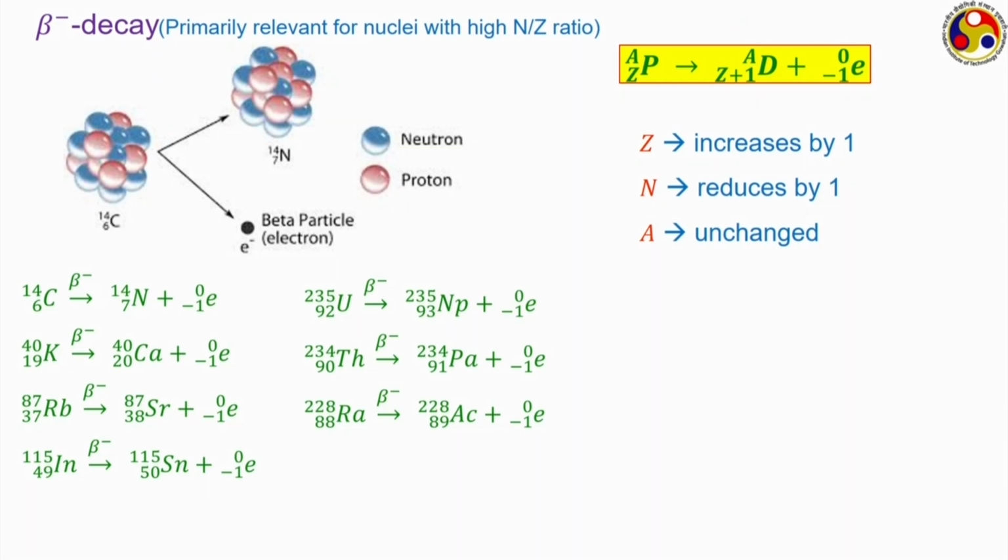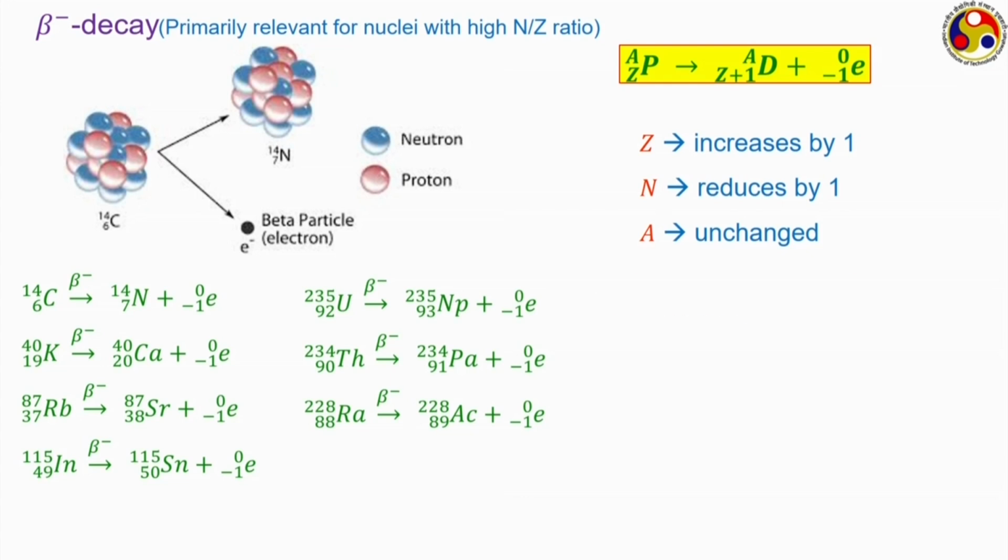But it is quite interesting to think that the nucleus is consisting of protons and neutrons, and there are no electrons inside the nucleus. Then how can a nucleus release beta particles or electrons? That is a very puzzling question.